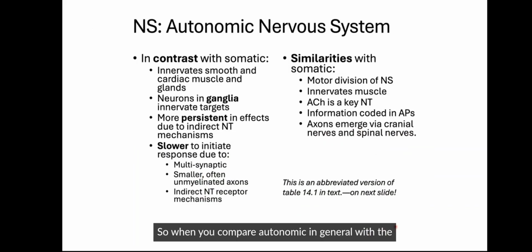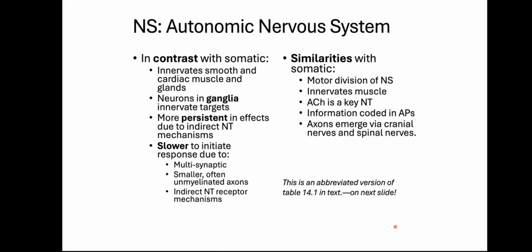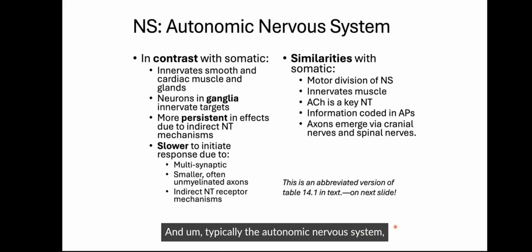So when you compare autonomic in general with the somatic, again, remember, the somatic nervous system innervates skeletal muscle, right? And it's voluntary response. But autonomic innervates smooth muscle and cardiac muscle. And again, contractile cardiac muscle, and of course, it innervates glands. And typically, in the autonomic nervous system, the ganglia are really, really important. And remember the definition of ganglia. These are collections of neural cell bodies outside the central nervous system. And the autonomic nervous system is much more persistent in its effects, right? Because of indirect neurotransmitter mechanisms.